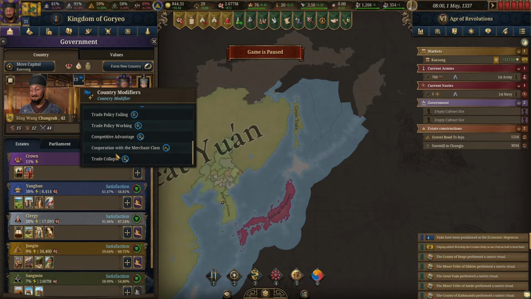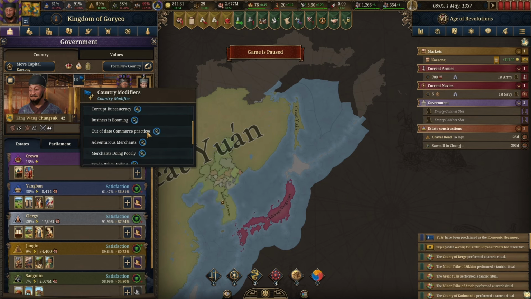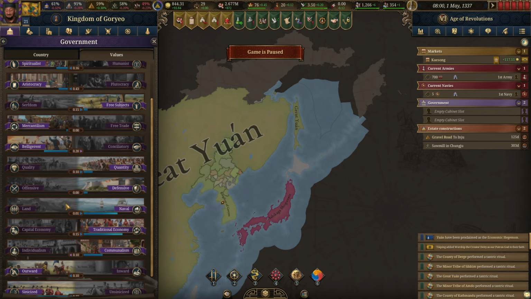My favorite modifier between them is probably this Corporation of the Burger class, because it increases tax efficiency by 1, which essentially means a 1% increase in your tax income. But then I'm not a trade expert. When it comes to reforms, as I mentioned, it's an easy win for mercantilism just because it has them. So with all that said, let's move on to belligerent versus conciliatory.